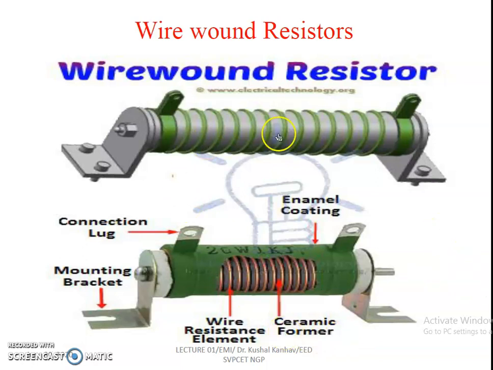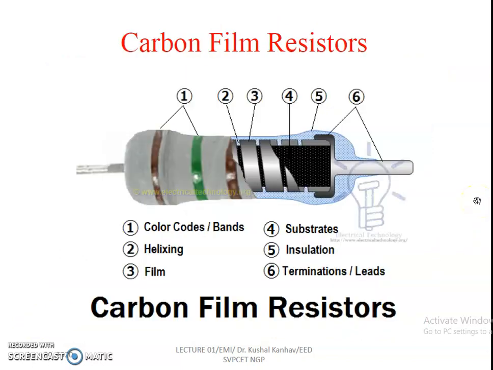These are wire wound resistors. You have seen this in the laboratory. And this is wire, a ceramic former and an enamel coating to protect against or to have an electrical isolation. There is a mounting bracket, so you can use this to mount the resistor wherever you want to use.